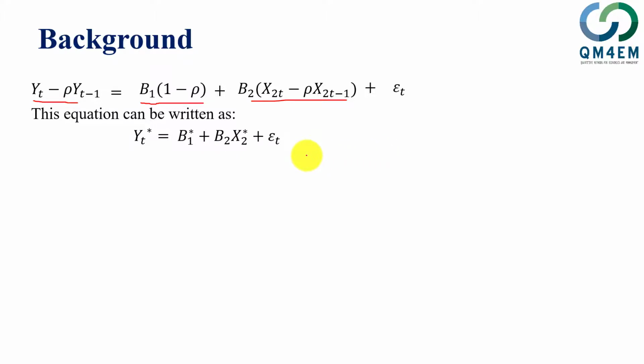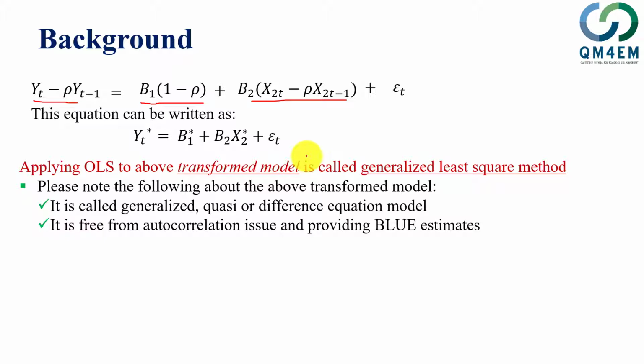Now this transformed model has some very interesting properties. First of all, if we apply OLS to this model, this is no more a simple OLS method. We call it the generalized least squares method, GLS. You have to note a few more things. This is also called the generalized quasi or difference equation model. A number of names are given to it, but we will stick to this name, difference equation model. So why do we call it the difference equation model?